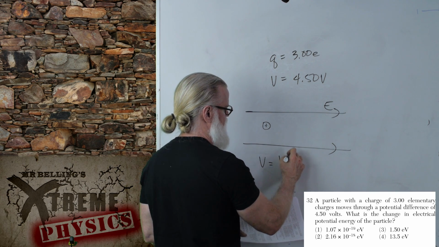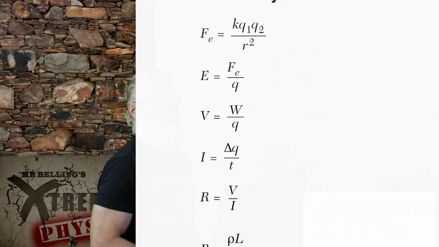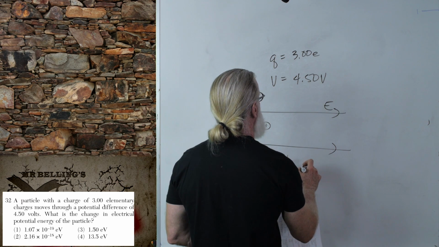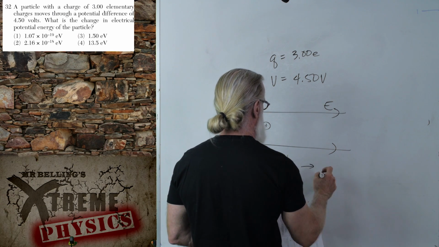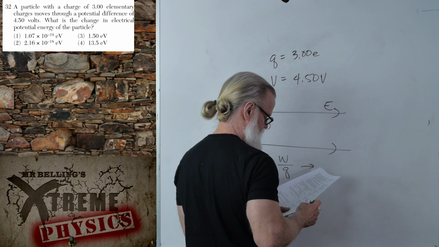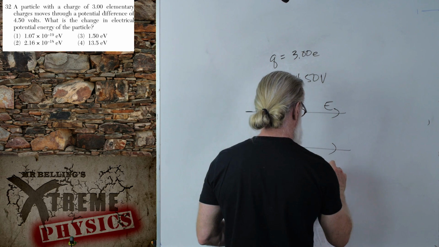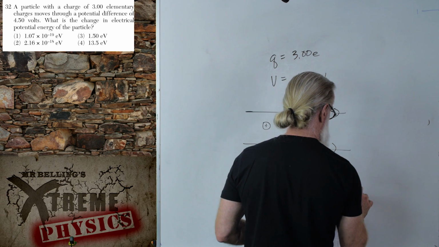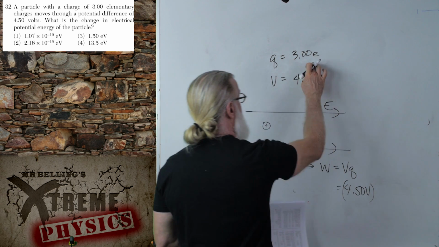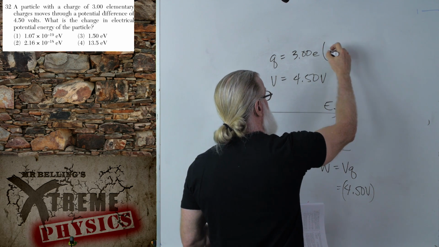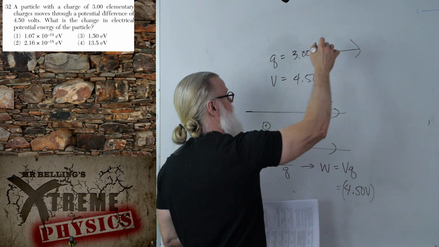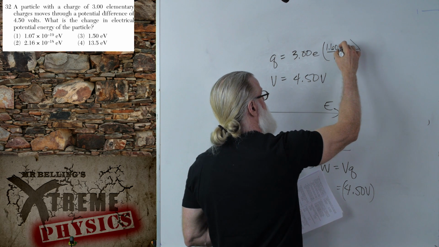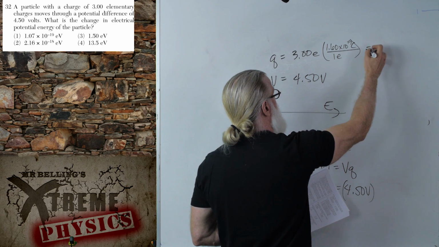Voltage is a normalized energy. If you take a look on your reference table, voltage is energy per unit charge. It's a normalized energy. So let's just solve this for, we want to know what is the change in electrical potential energy. So the energy is going to be voltage times charge. 4.5 volts. Now we have to be careful. These are not standard units. Let's get this into standard units. Let's multiply by ones. All right, so we want the elementary charge to go away. 1 elementary charge is 1.6 times 10 to the minus 19 coulombs.